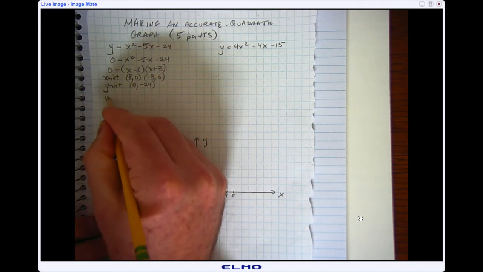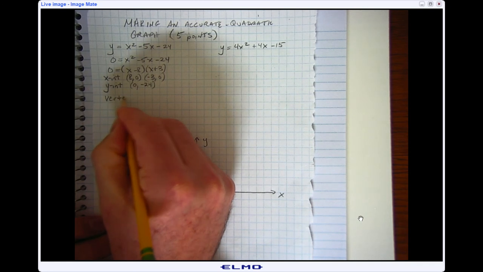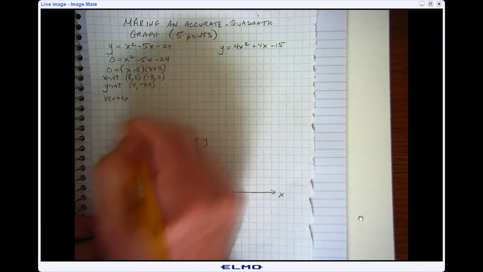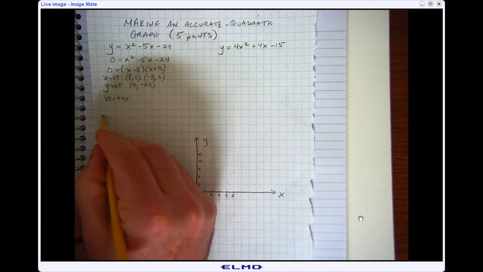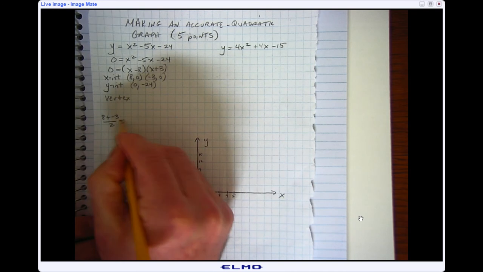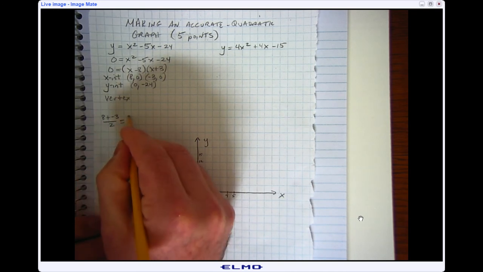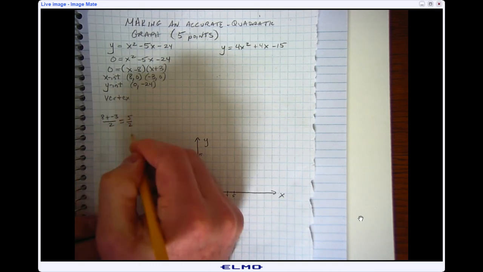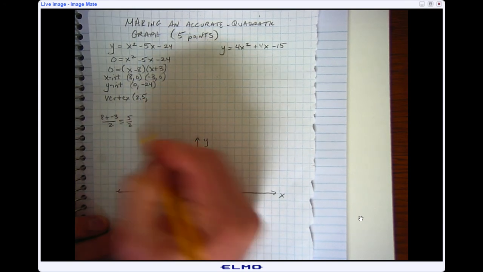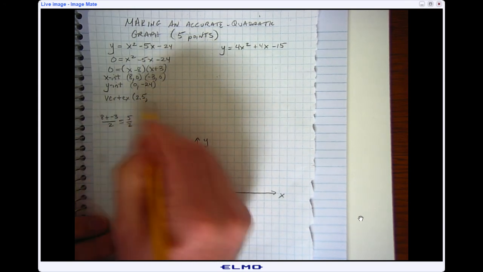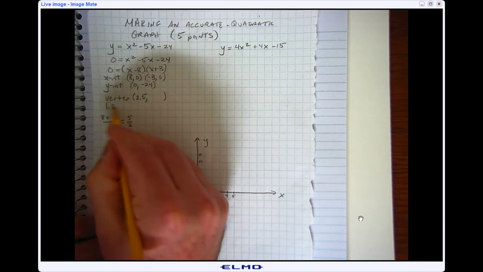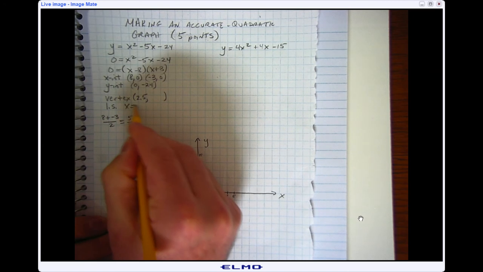Now to find the vertex, you find the midpoint of your two x-intercepts because the vertex is always between those two. To do that, I add the two x-intercepts and divide by 2. 8 minus 3 is 5, divided by 2. So I know my vertex x value is 2.5. Another important thing to know is that the x value of your vertex is where your line of symmetry is. So my line of symmetry is x equals 2.5.